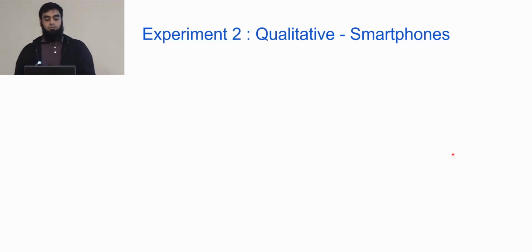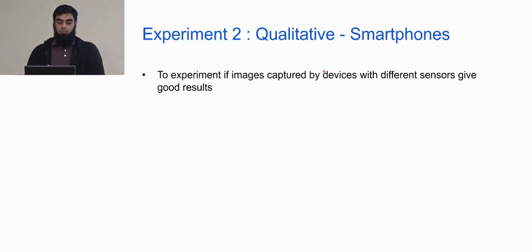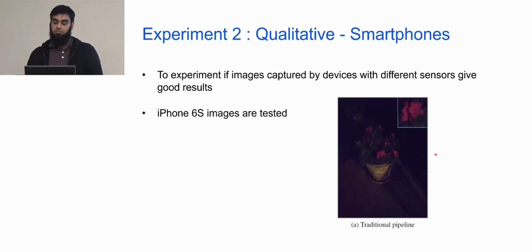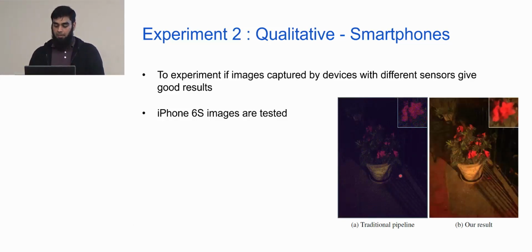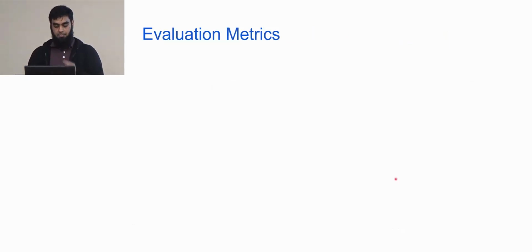So we can talk about experiment 2 now, when they wanted to test different sensors. So the idea was they wanted to experiment if images captured by different devices will give good results. So iPhone 6 images are tested. That's the traditional pipeline being applied to an iPhone image that was captured in low light. And that was their result. And as you can see, there's a very huge difference between these results.